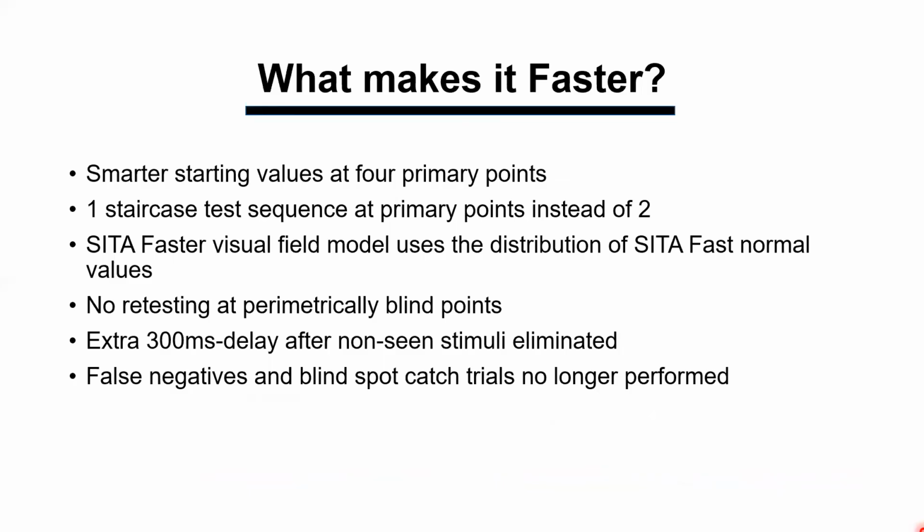What makes SITA faster? First, it's smarter starting values at 4 primary points. Then one staircase test sequence is performed at the primary points instead of 2. SITA faster visual field model uses the distribution of SITA fast normal values, whereas SITA standard and SITA fast had to take the normal values from the full threshold test. Further, no retesting at perimetrically blind points is performed, and an extra 300 milliseconds delay after non-seen stimulus was eliminated. The very important false negatives and blind spot catch trials are no longer performed. Let's look at some of these changes in detail.